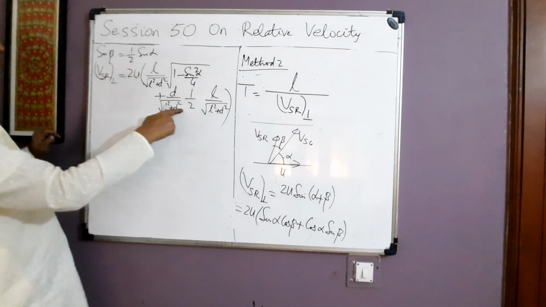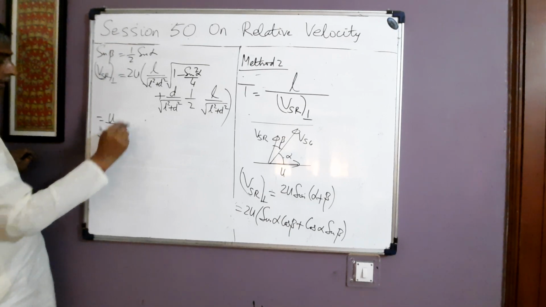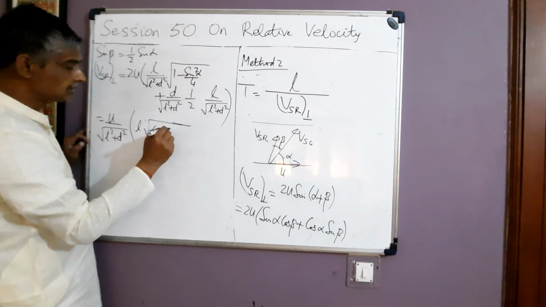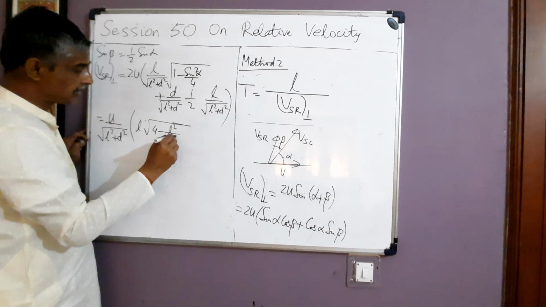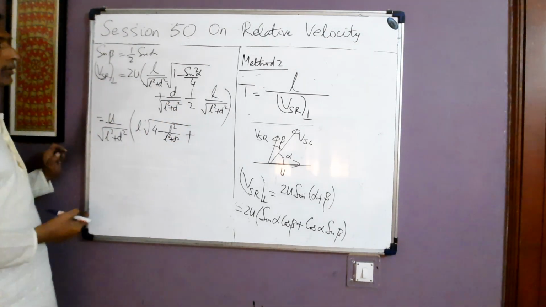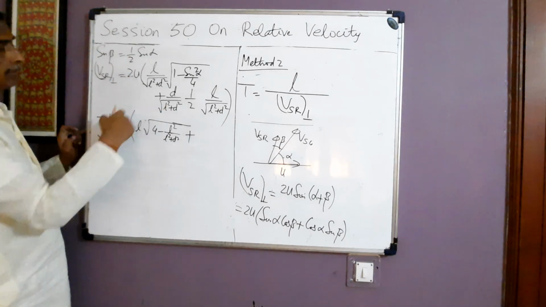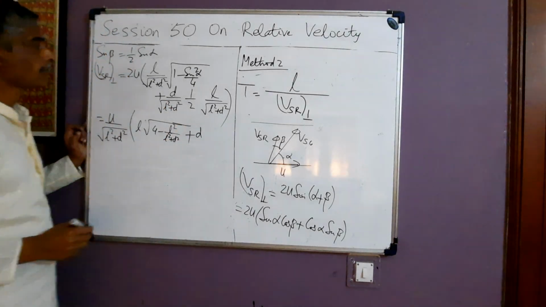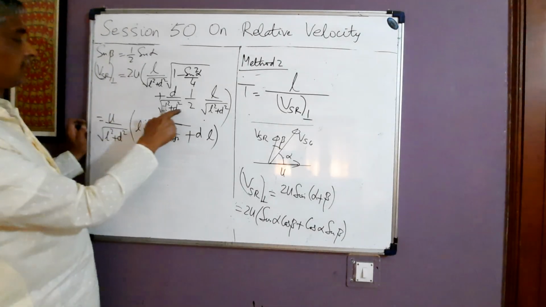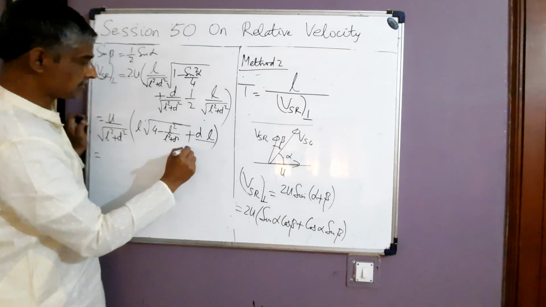So on simplifying this, how much will this come out to be? I take this outside. U by root under L square plus D square, and the 2 I insert here, 4 minus sin square alpha. Sin square alpha becomes how much? L square by L square plus D square. Plus U, and this 2 also I have inserted here. This comes outside. So this also I take out here. 2 I insert, this plus D into L. Okay, fine. So this becomes how much? And this one still remains here.